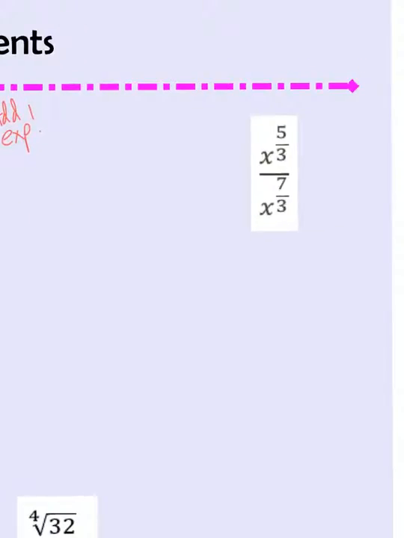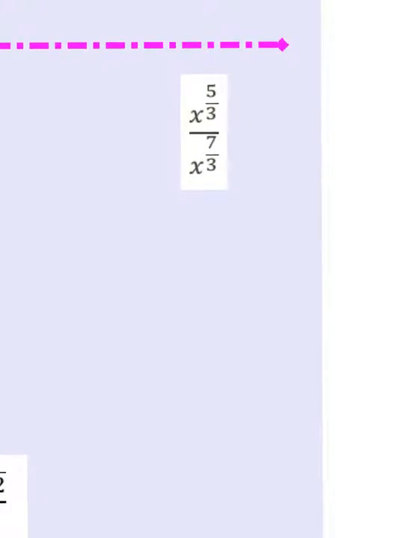So then I want you to pause the video and do this one. But first, remember when we are dividing like bases, what do you do with the exponents? That's right, you subtract them. But you subtract where there are more. So pause the video.